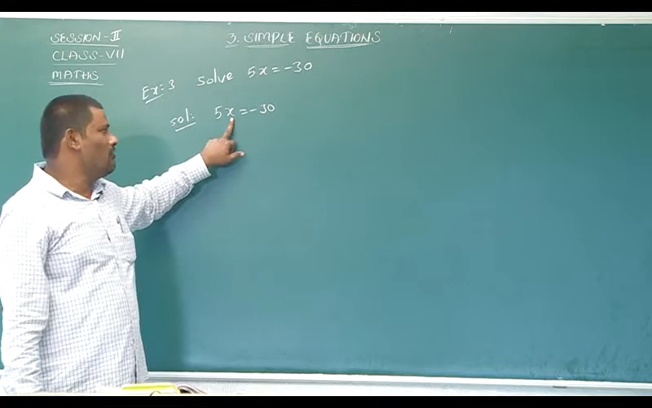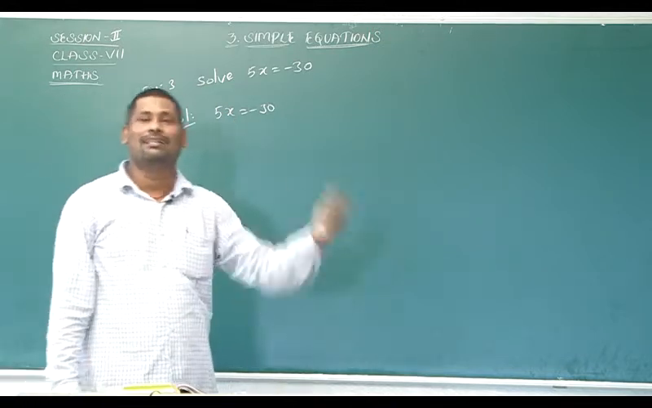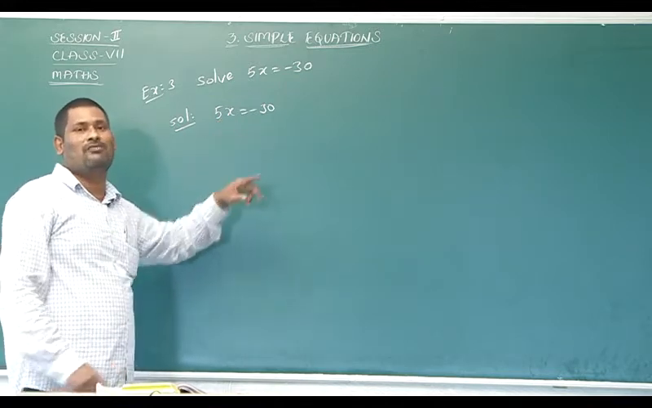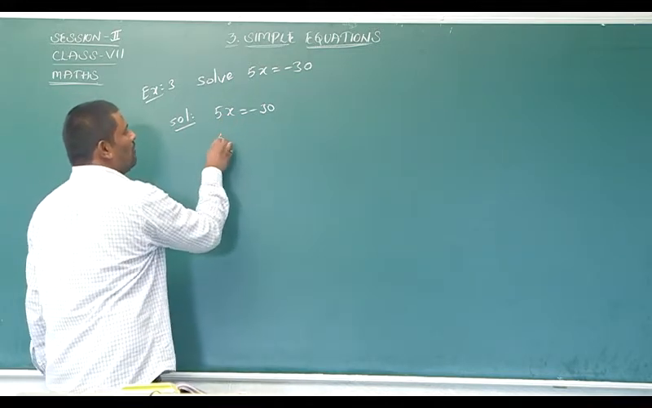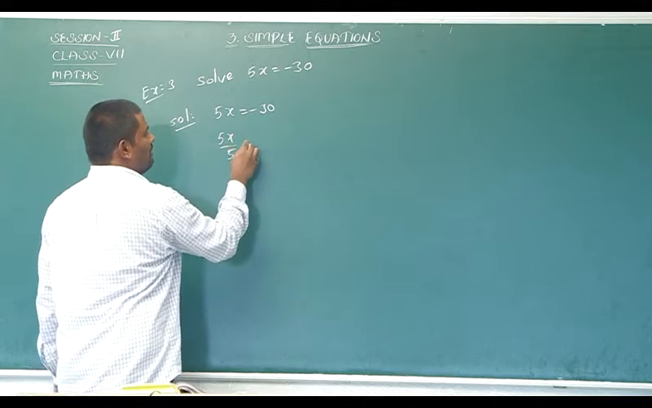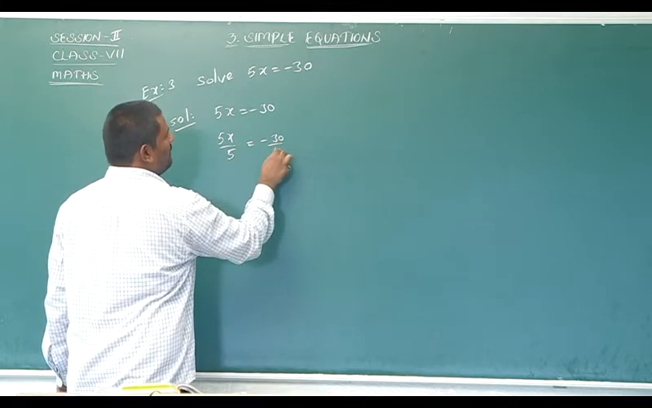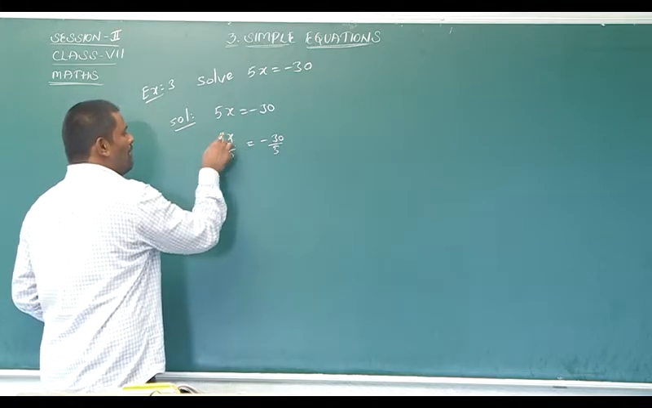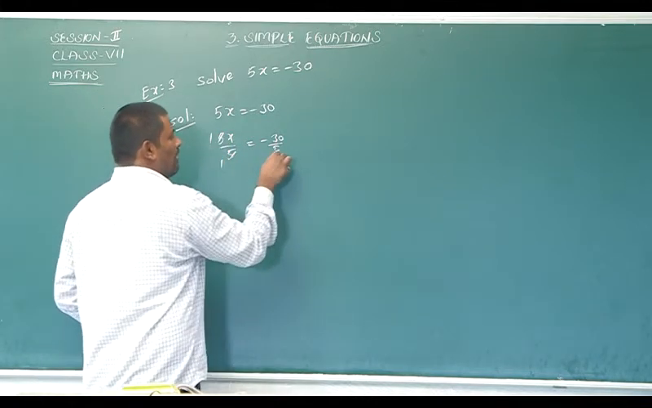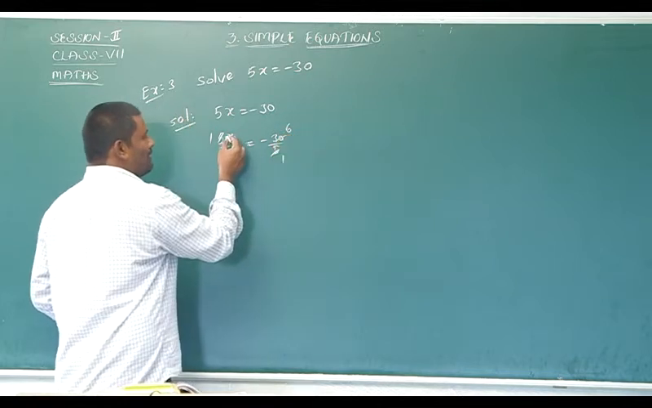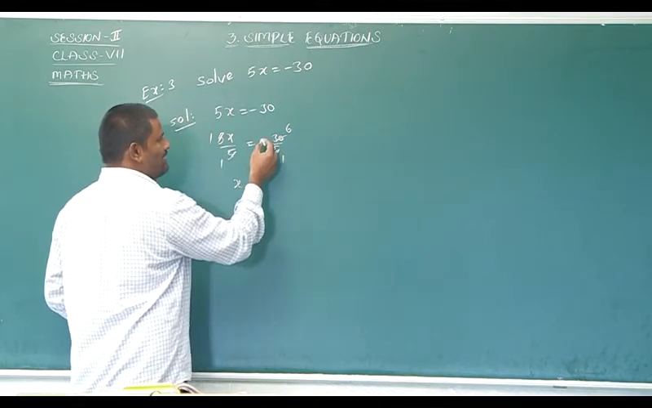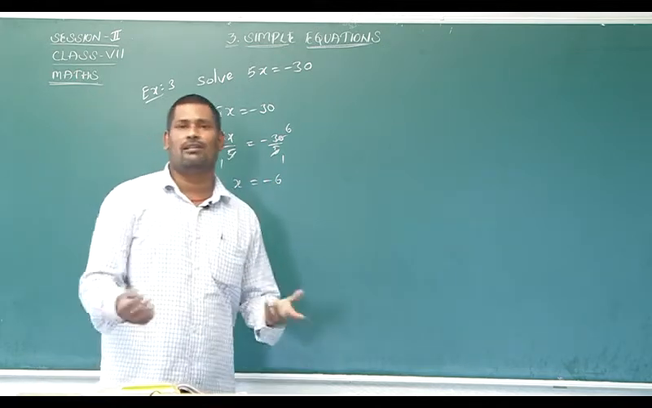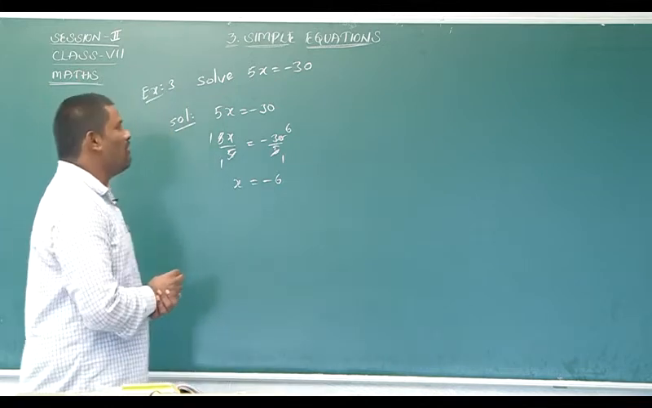Or else, we have seen one method: we can divide by the same number on both sides. To remove this 5, I am dividing by 5 on both sides. So 5x by 5 equal to minus 30 by 5. We can divide the same number on both sides, that is what I am doing here. 5 ones are 5, 5 ones are 5, and 5 sixes are 30. So x equals minus 6 we got here. Minus 6 is the solution of the given problem.